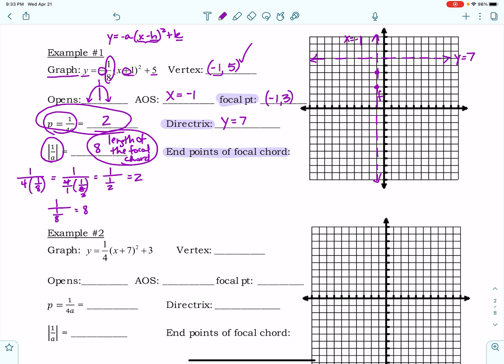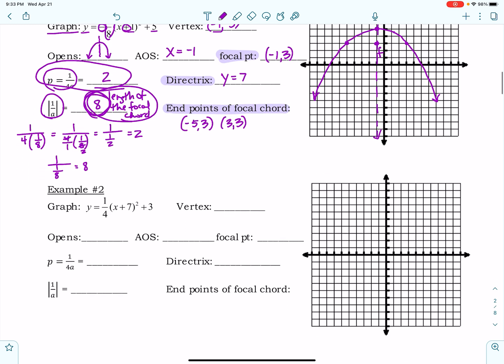And now we're going to draw in the focal chord. The focal chord is 8, and it goes through the focus. So if it's 8 long, that means it's 4 to the right and 4 to the left for a total of 8 across. So those endpoints are right here. That's -5, 3. And this one is at 3, 3. And now we're ready to draw our parabola. See, those focal chord endpoints guide our parabola drawing. There you go. Easy peasy lemon squeezy. That's what I'm talking about.